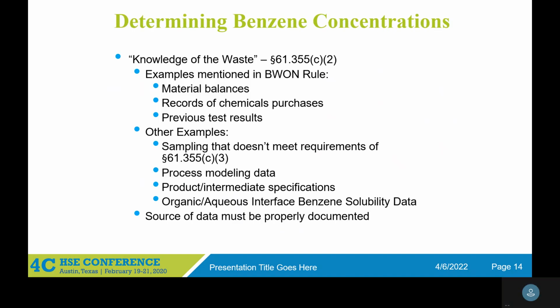As I said, they allow you to use knowledge of waste. You can ask your operations, you can use mass balance data, you can use the original information that you have for the process, refinery records of chemical purchases, previous test results. They even allow you to use other refinery information if you don't have yours. Like I said, also sampling that doesn't meet those requirements, process modeling, product intermediate specifications, etc.